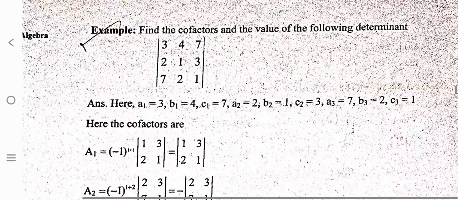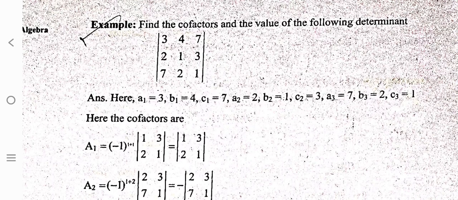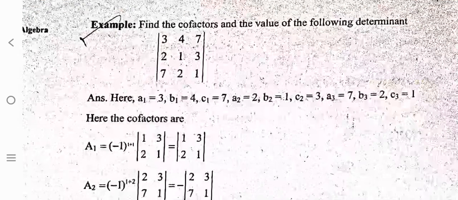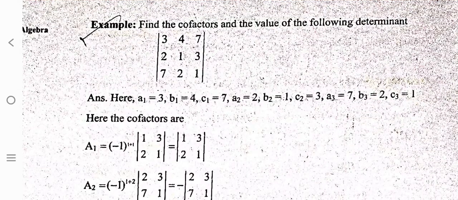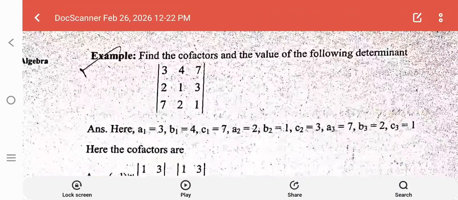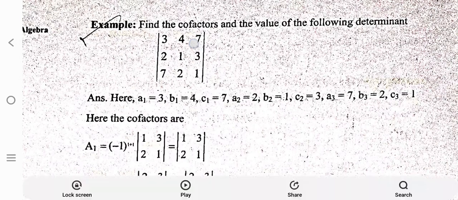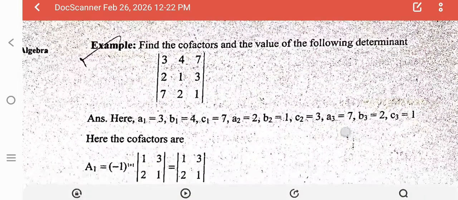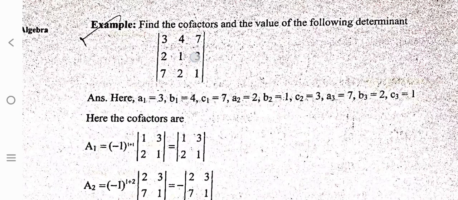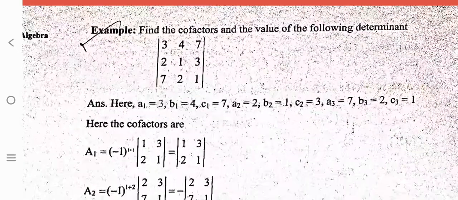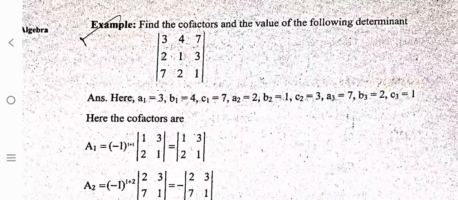So now I have an example. Our question is to find the cofactors and the value of the following determinant. Here we have our given determinant. The first element a1 is 3, the second element b1 equals 4, the third element is 7, and a2 equals 2, b2 equals 1, c2 equals 3, and a3 equals 7, b3 equals 2 and c3 equals 1, right?